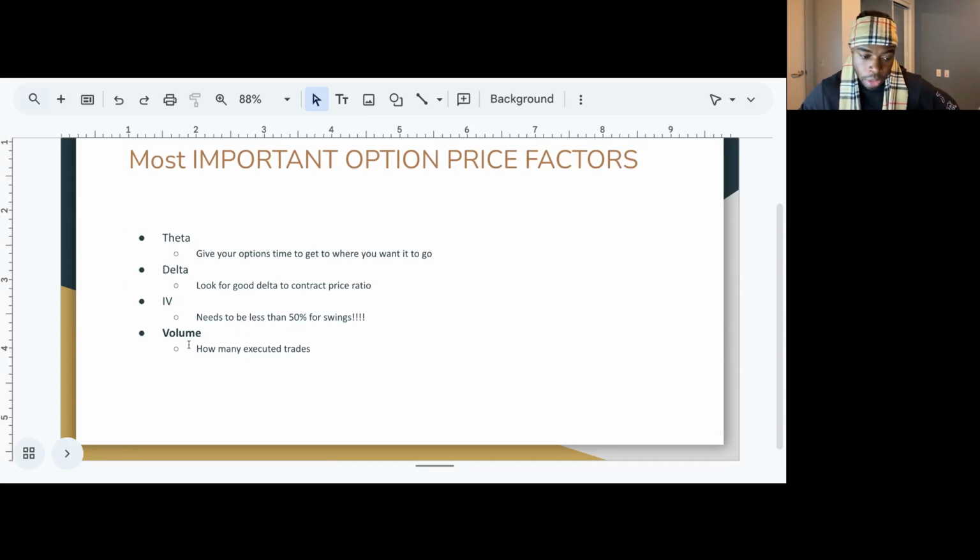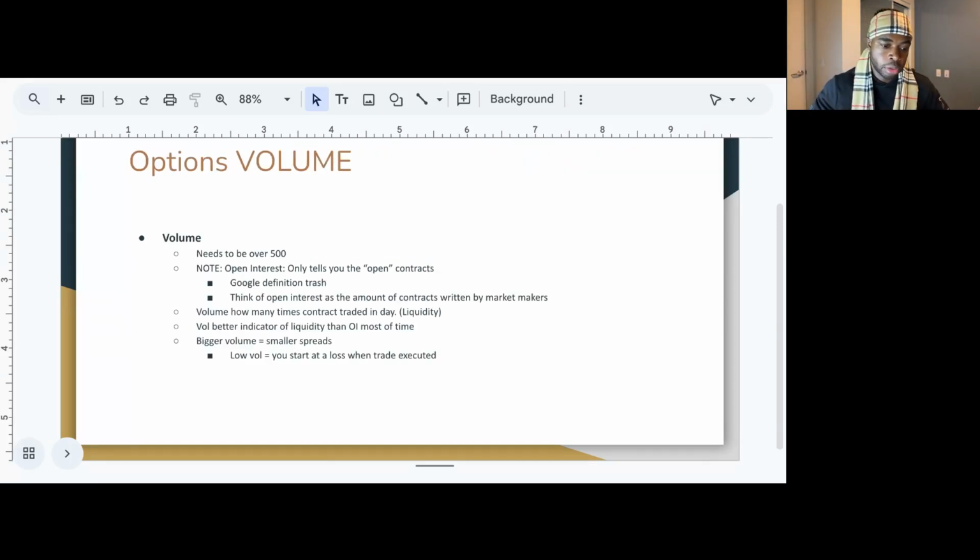So the volume is how many trades are executed. So when it comes to volume, you really want volume to be at least 500 for that option contract strike, just because you don't want a large bid to ask spread, okay? So volume, it needs to be over 500.